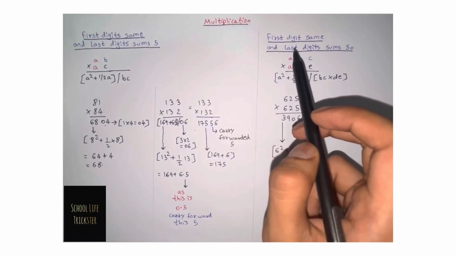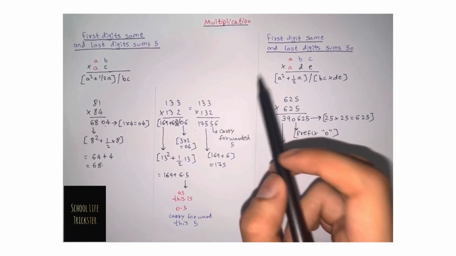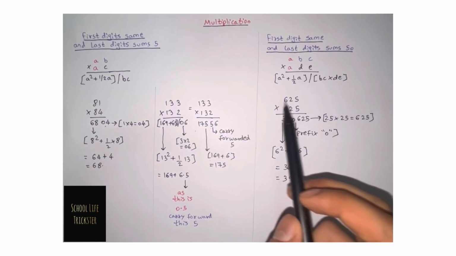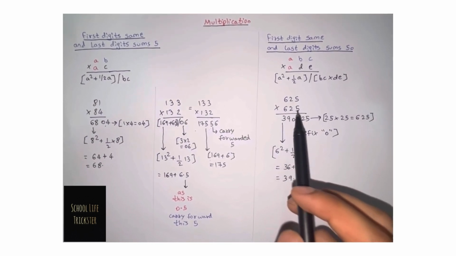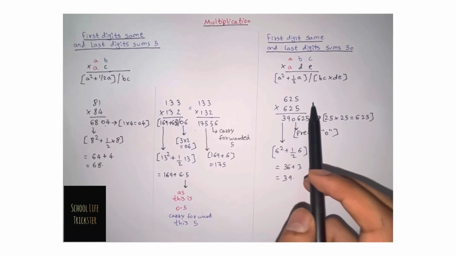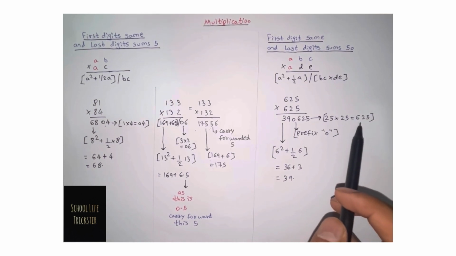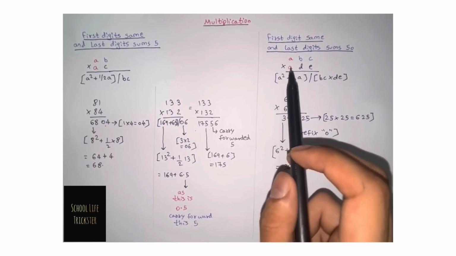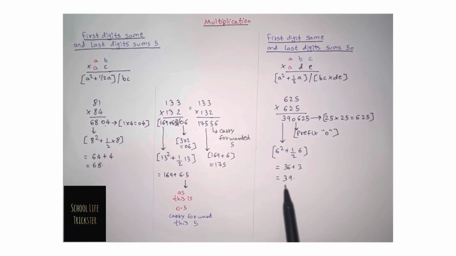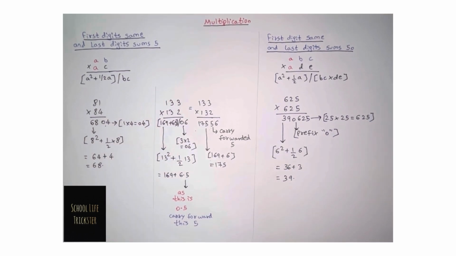Now when first digits are same and last digits sum to 50, the formula is the same, only the difference is we take BC into DE. Now see the example, 625 into 625. Over here, the last two digits are 25 and 25, which sum to 50. Now 25 into 25 is 625 and add a prefix 0. By this formula, 6 square plus half into 6 is 36 plus 3 is 39. So write over here 39. So this makes our answer 390625.